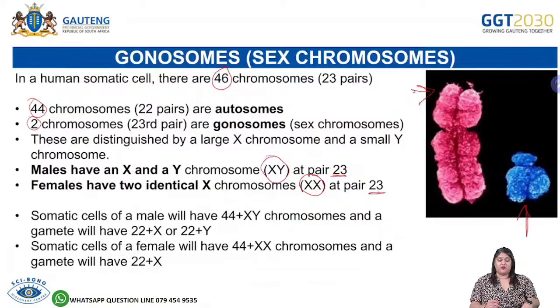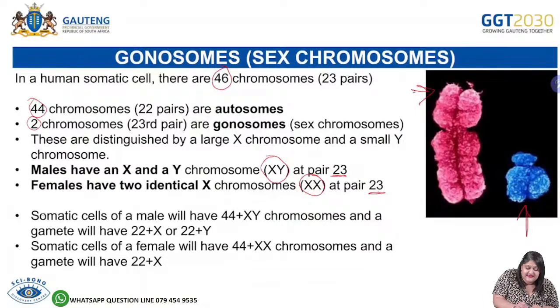Now let's put all of what I've said together. Somatic cells of a male will have 44 autosomes plus an X and a Y. That XY are the gonosomes. And a gamete of this male will have 22 plus X or 22 plus Y. Why am I saying this? Because our somatic cells are our body cells, but our gamete has half the number of chromosomes.